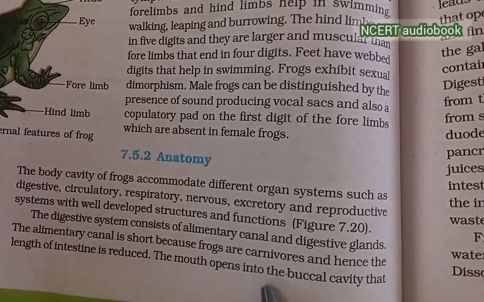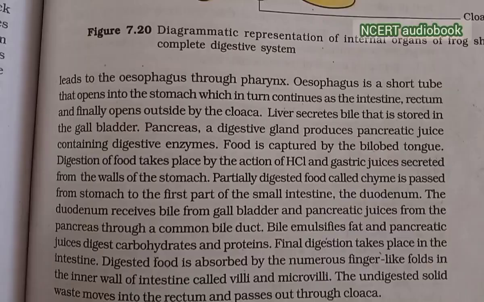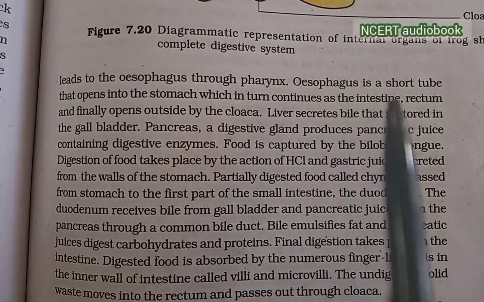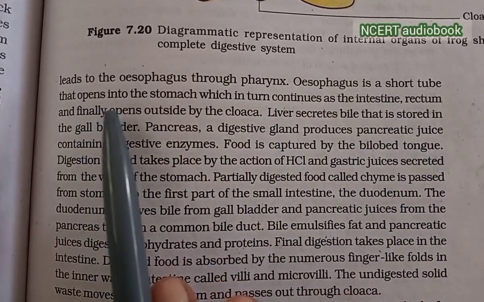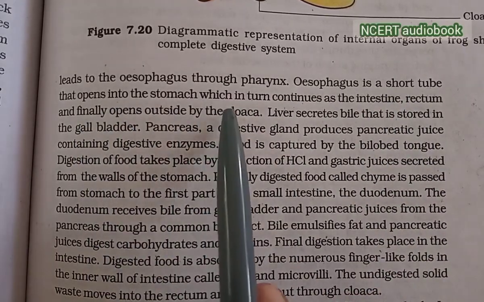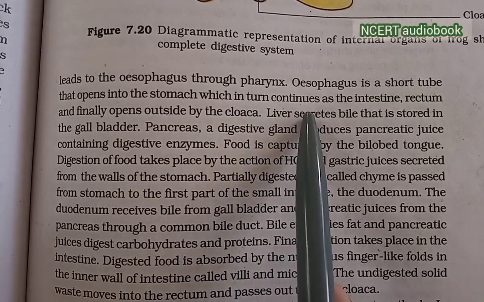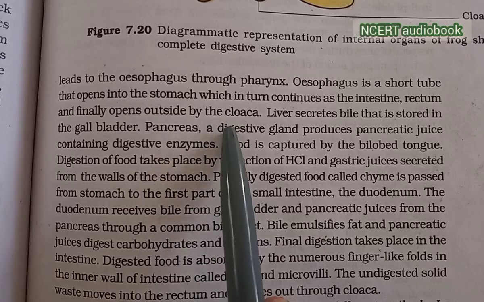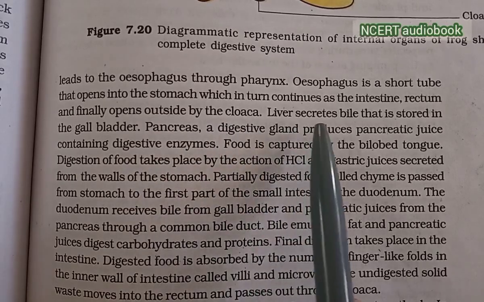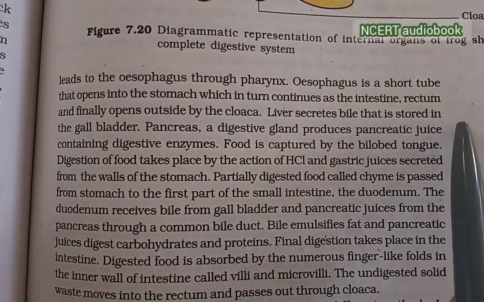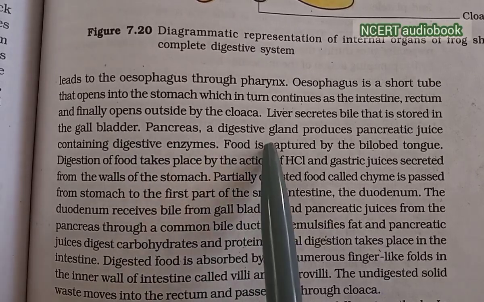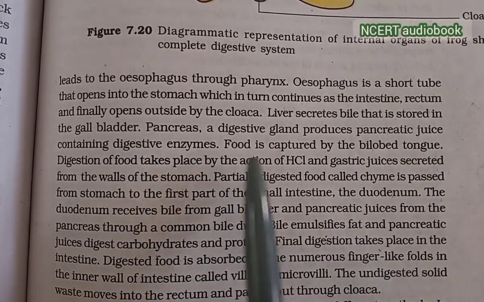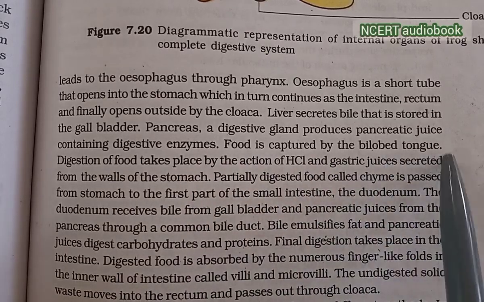The mouth opens into the buccal cavity that leads to the esophagus through the pharynx. The esophagus is a short tube that opens into the stomach, which in turn continues as the intestine, rectum, and finally opens outside through the cloaca. The liver secretes bile that is stored in the gallbladder. The pancreas, a digestive gland, produces pancreatic juice containing digestive enzymes. Food is captured by the bilobed tongue.